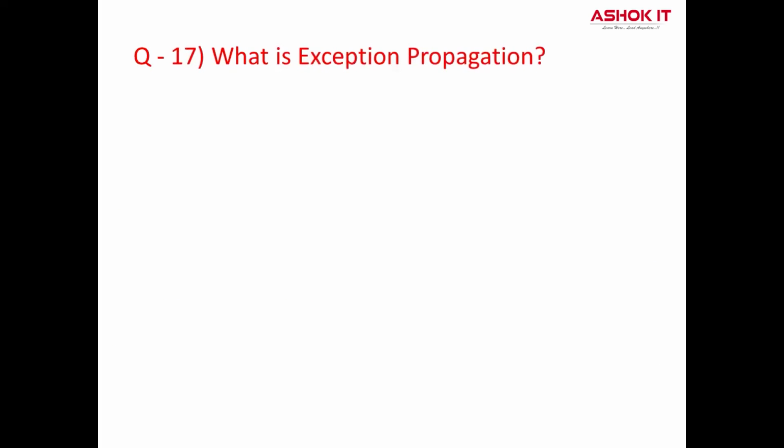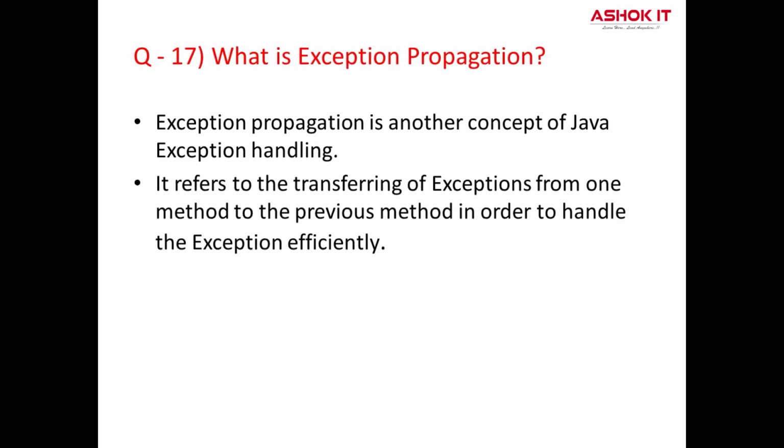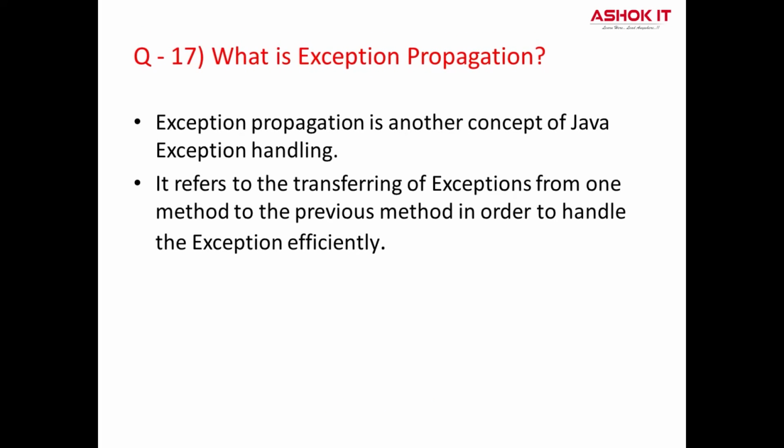Question number 17. What is exception propagation? Exception propagation in Java occurs when an exception is thrown from the top of the stack. When it is not caught, the exception drops down to the call stack of the preceding method. If it is not caught there, it further drops down to the previous method. This continues until the exception reaches the bottom of the call stack or it's caught somewhere in between.